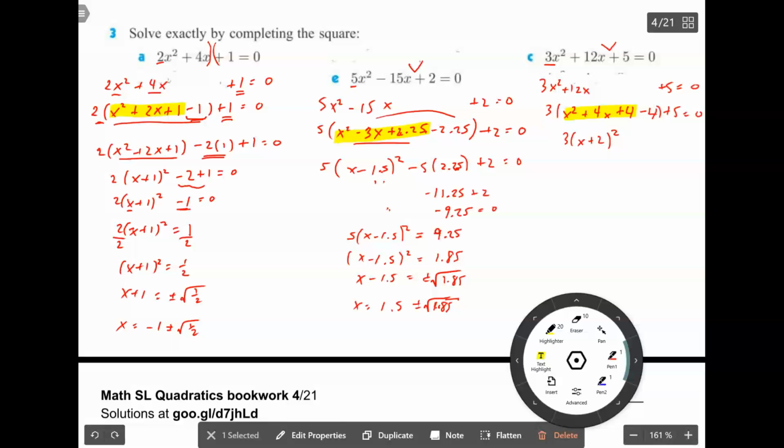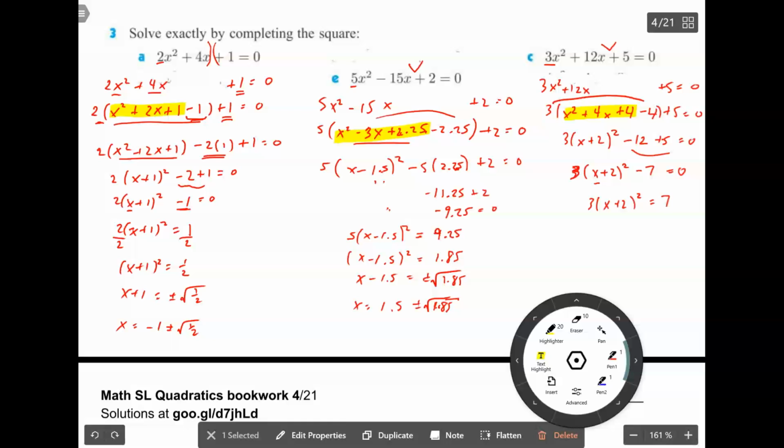Then the next term, we're going to distribute that 3 to the -4. We get -12 plus 5 equals 0. Then we're going to group these together. We get -7. Now I'm going to solve for x. So I'm going to add 7 to both sides. 3 times x plus 2 squared equals 7.